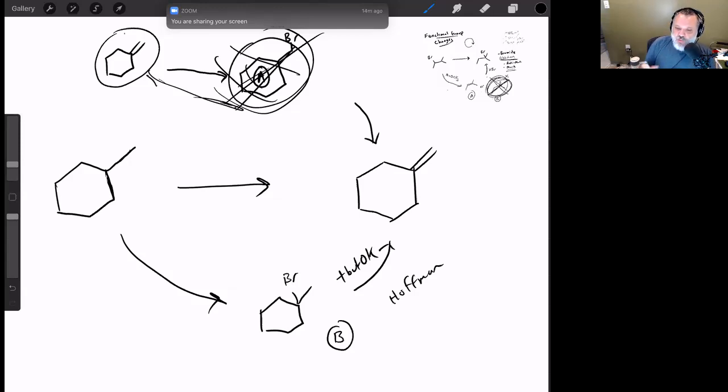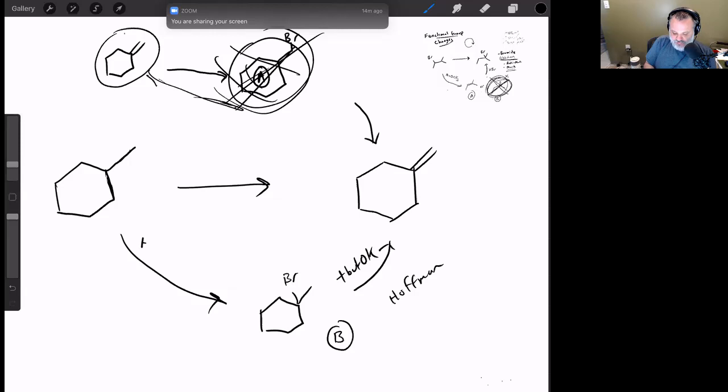I would say, okay, well, here's something I can do that isn't leading me in a circle. I can eliminate a bromide from B to form the product that I want. That's a Hofmann elimination. It's the same reagents. But now I have a different consideration. Can I make B from the starting material? If you remember from chapter 10, I can do this. I would use radical bromination to do this.